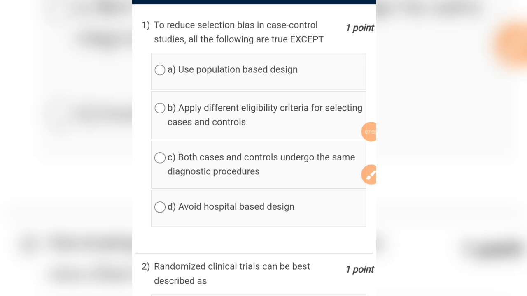Option A is use population based design, option B is apply different eligibility criteria for selecting cases and controls, option C is both cases and controls undergo the same diagnostic procedures, and option D is avoid hospital based design. So the answer will be apply different eligibility criteria for selecting cases and controls. Option B will be the answer for question number 1. We have to choose the false one here, so option B will be the false.